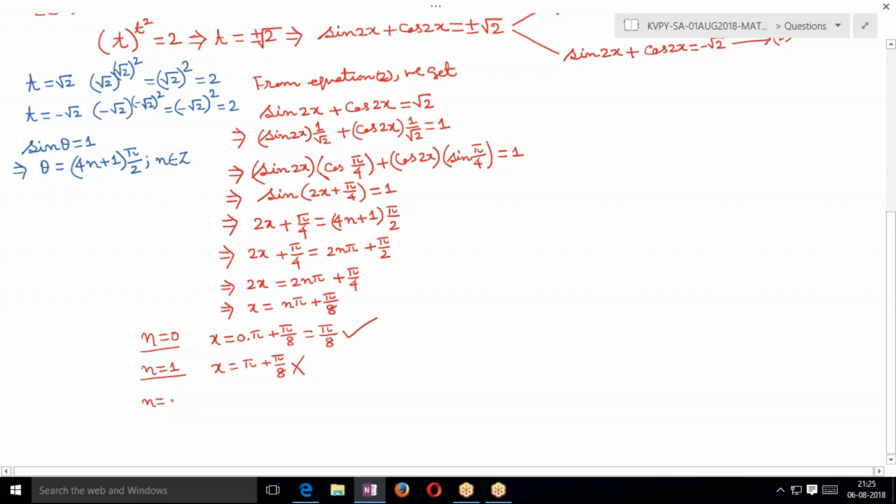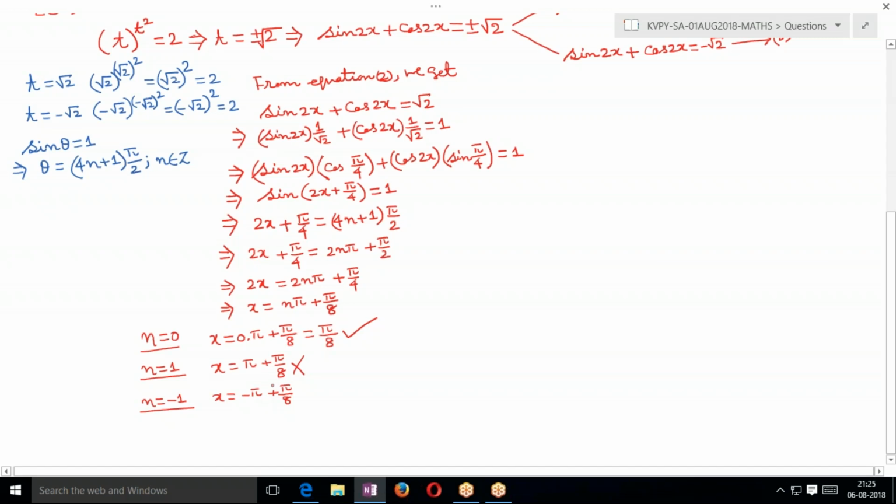So now the next alternate is n equal to minus 1. For n equal to minus 1, what do you get? x is equal to minus pi plus... The general solution is not for sine, sir. Which one is wrong? Tell me please. Which one? 4n plus 1 times pi by 2, yes, that is the general solution for sine theta equal to 1. Sine theta equal to 1 has a general solution 4n plus 1 into pi by 2.